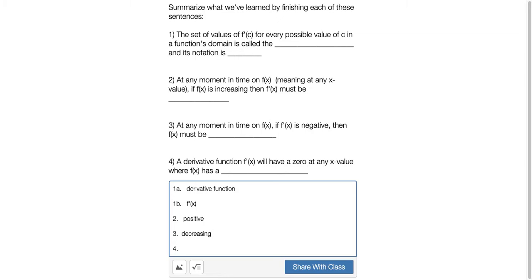Notice how I said those two statements in each direction, because both ways of looking at it are true. If you know a function's derivative is negative, you know the function itself is decreasing at that moment. But you can say it the other way too. If a function is decreasing at any moment in time, then f prime at that particular x value is negative. And the derivative function, f prime of x, will have a 0 at any value where f of x has a horizontal tangent. Including relative mins and maxes.